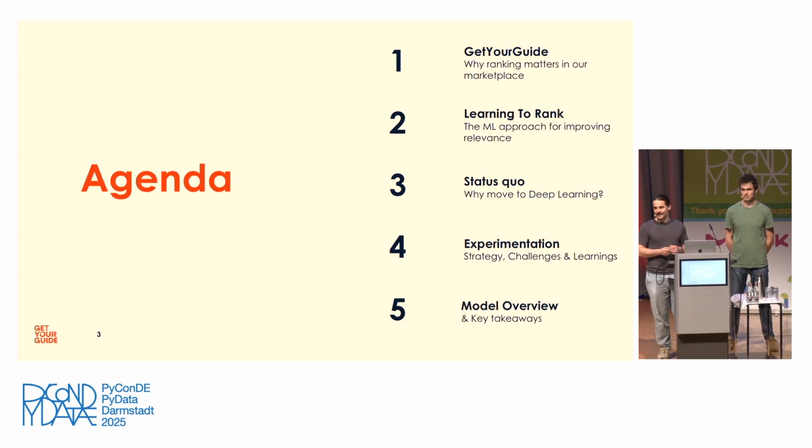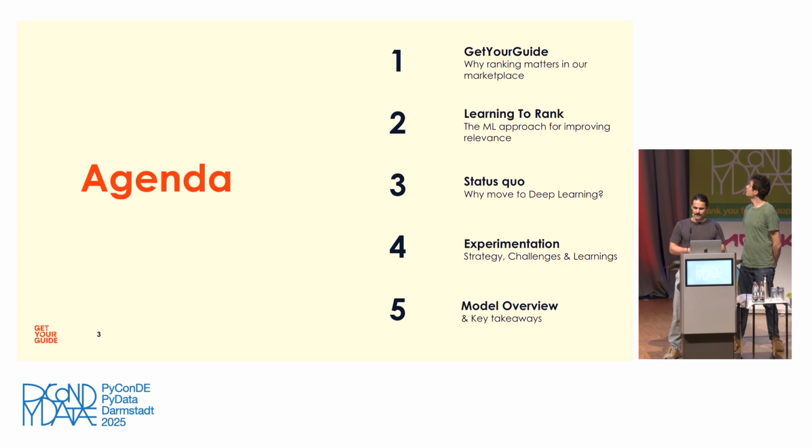So for the agenda today, I'll start off by giving a little bit of background about GetYourGuide, who we are, and why ranking plays such an important part in our marketplace. Then I'll briefly introduce the learning to rank framework and how it can be used to build machine learning models for recommender and ranking systems. After which, Theo will talk about the state of our ranking system roughly a year ago when we embarked on this journey towards deep learning and what motivated us to do so.